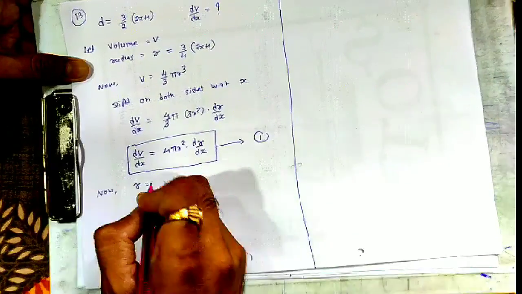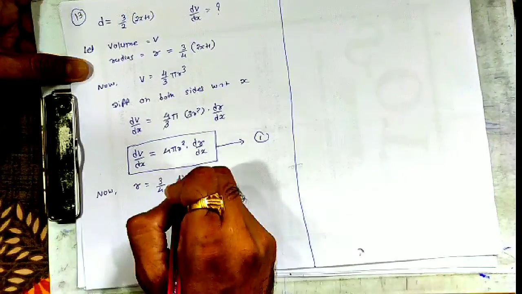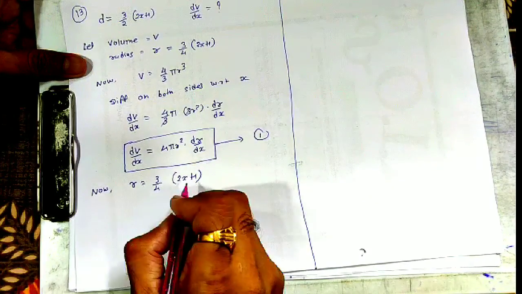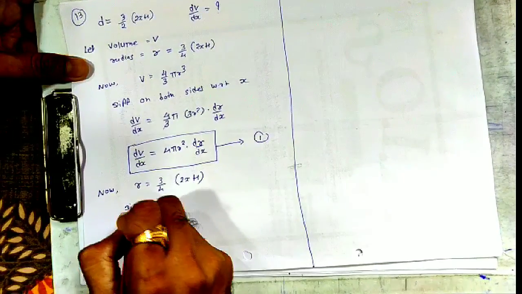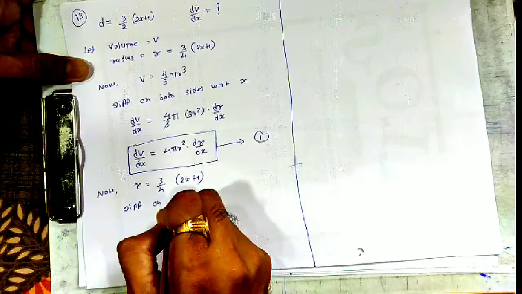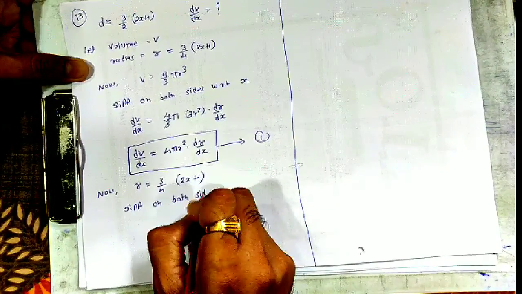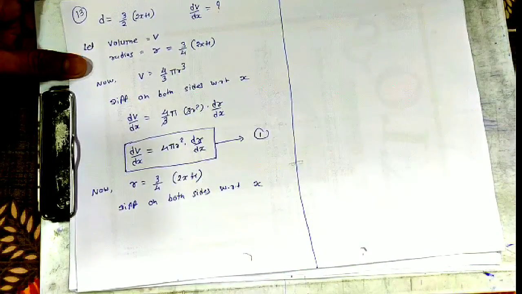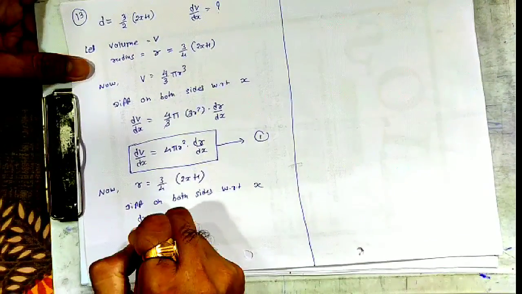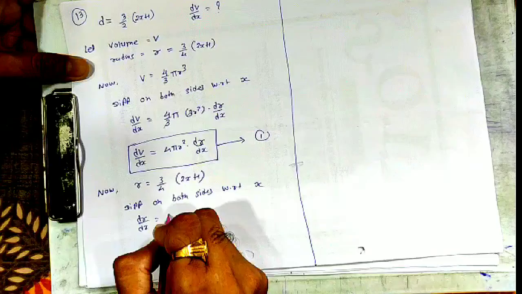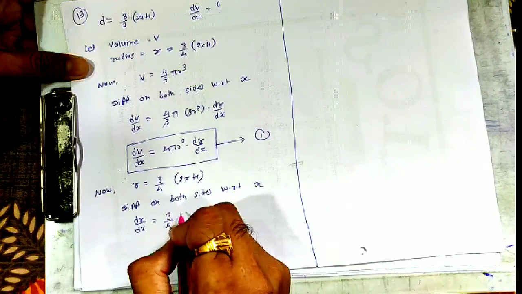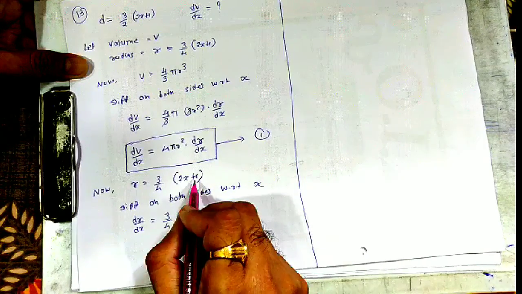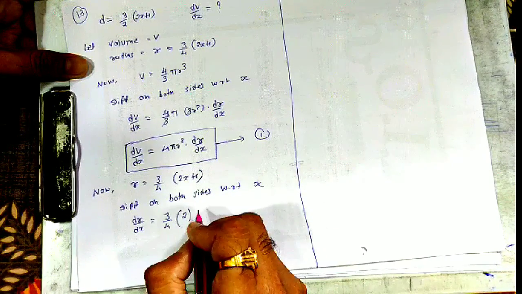Radius r is 3 by 4 into (2x plus 1). Now differentiate on both sides with respect to x. So we are getting dr by dx equal to 3 by 4, which is constant, and the differentiation of 2x with respect to x is 2, plus 1. Differentiation of 1 is 0. So this will be 3 by 2.